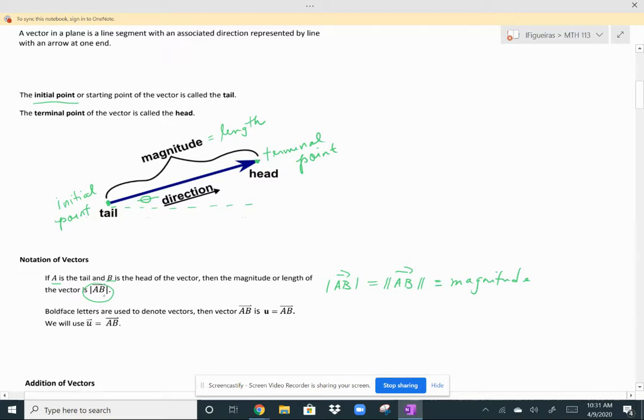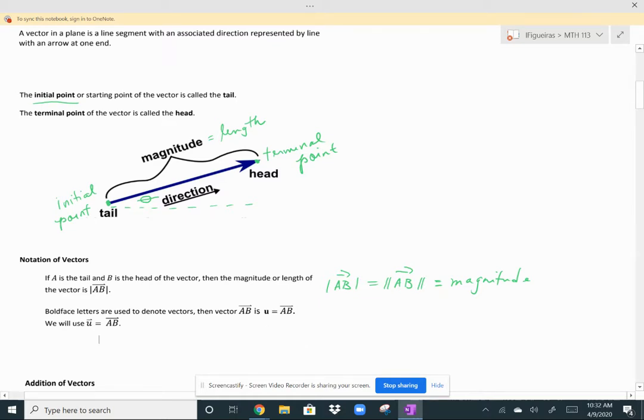Okay, so typically if you're looking at textbooks, vectors are represented by boldface notation, but for writing purposes, because it's kind of hard to make things look bold when you're writing, we just put a little arrow on top of the name of the vector. This means vector u, and this means vector AB. And if vector u has an initial point at A and a terminal point at B, it would be representing the same vector, just with two different naming conventions.